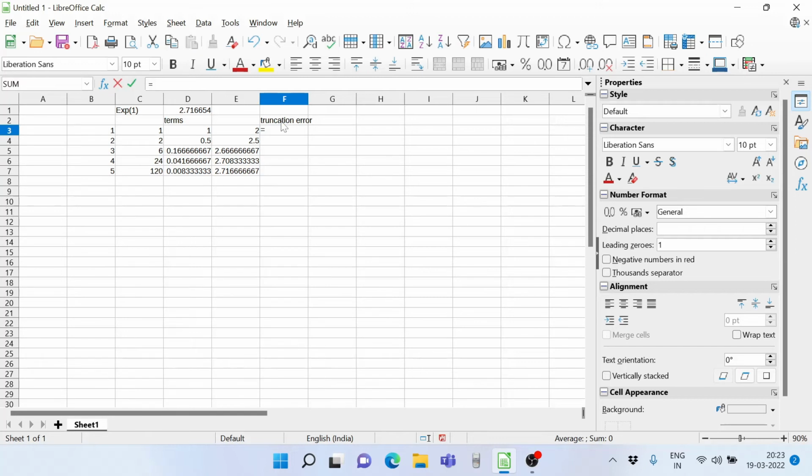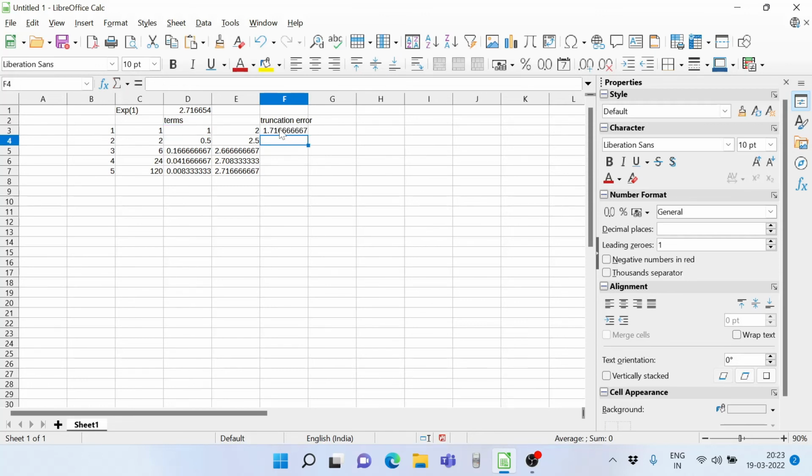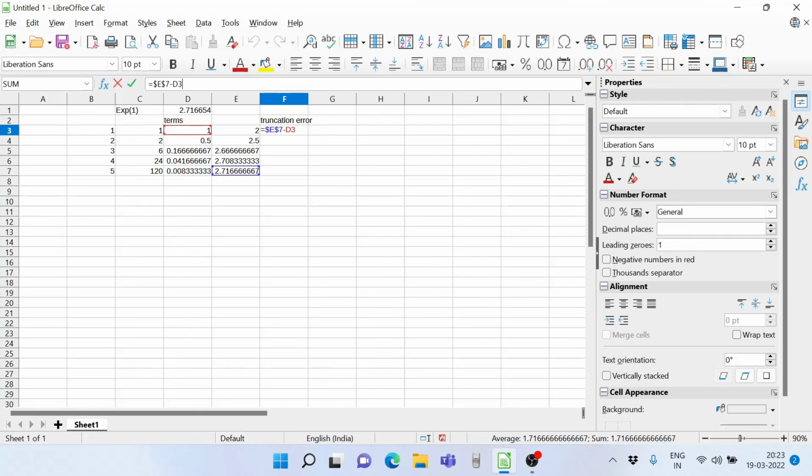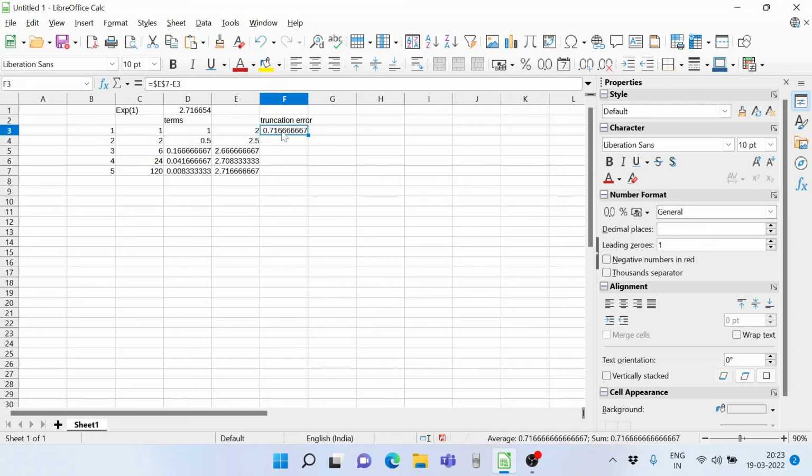Now the truncation error is going to be equal to the value that we have calculated using the entire expression with 5 terms, minus the value we calculate using the fewer terms. So this is the truncation error that we are going to have in case we take only one term, and this is the truncation error in case we take two terms. Now this is going to be the truncation error in case we take 3 terms.